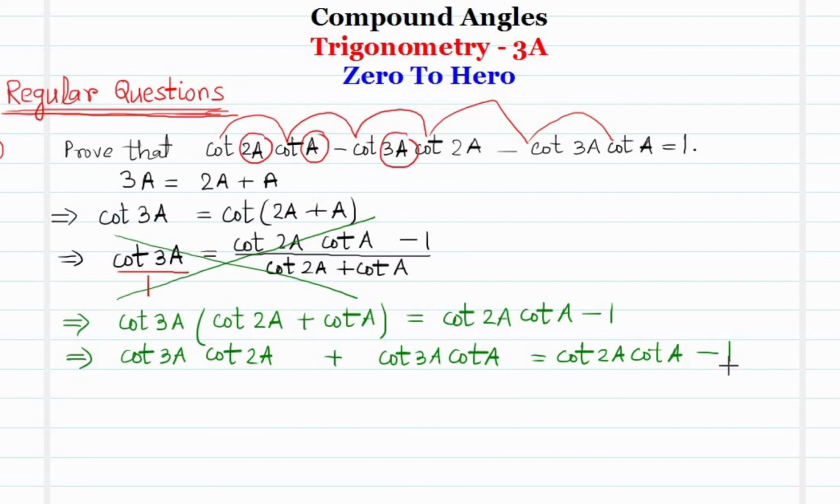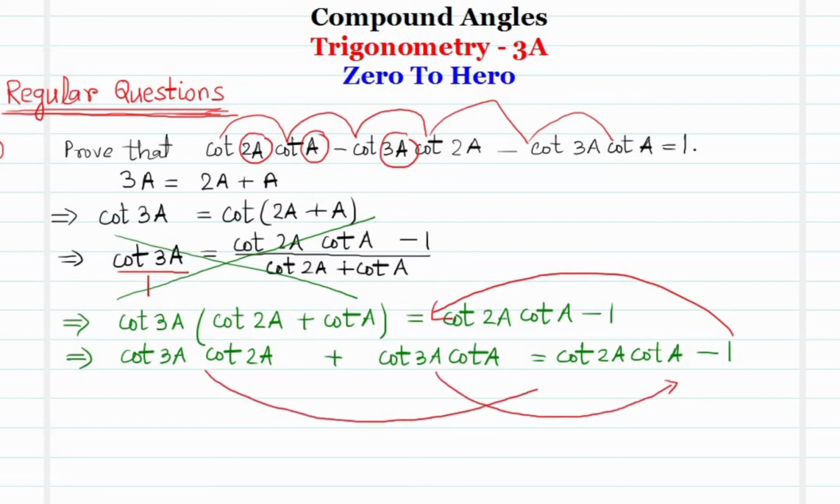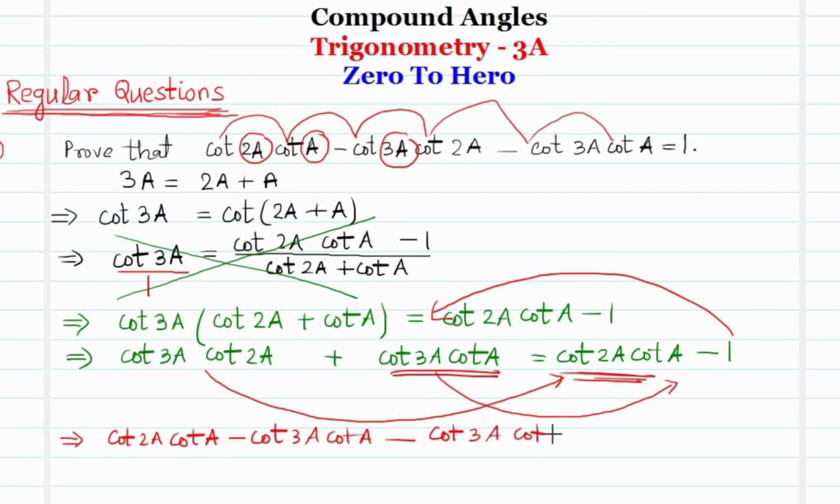Simply transfer this one to the left side and this term to the right side. So finally we can write cot 2a cot a, this term, minus cot 3a cot a, this term, minus cot 3a cot 2a, this term, equal to 1, and hence the result is proved.